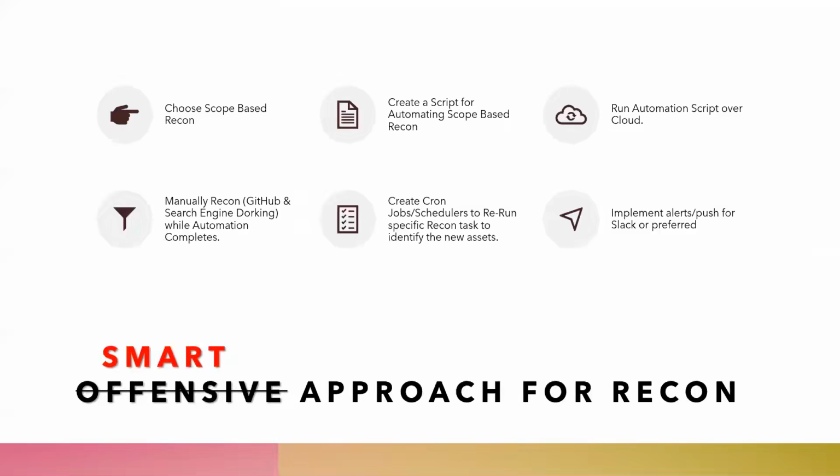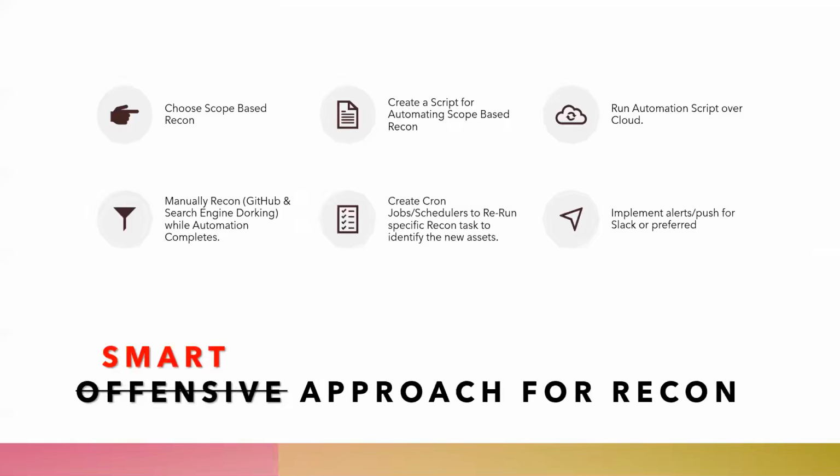Run your automation scripts over cloud because it's fast. It will save your system's processing power so that while you are testing with Burp Suite and some other tools, you won't face any lags. Manually perform recon on GitHub and perform searches and dorking manually while your automation completes, or you can also perform manual pen testing while your automation completes.